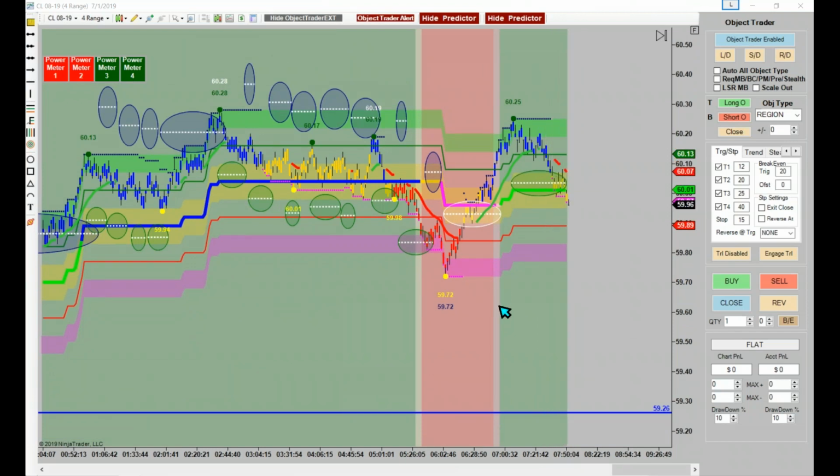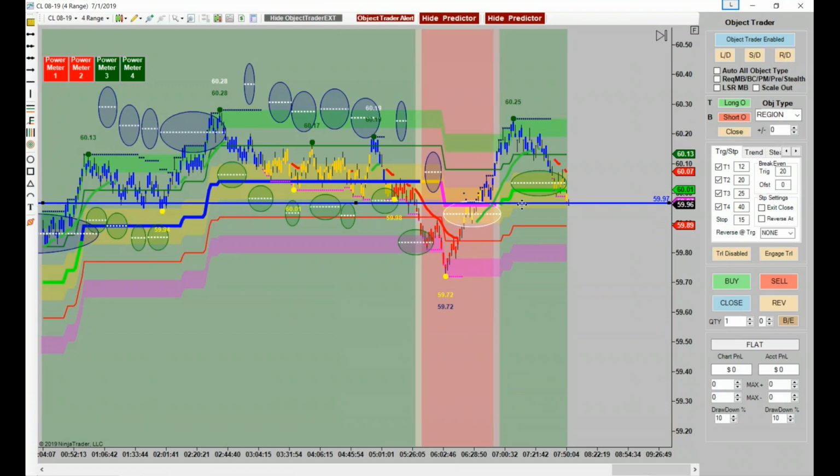See one setting up? You got a thrust, retrace, thrust, retrace, thrust. So right here, they haven't checked yet. I actually said that live in the room this morning. See, they hadn't checked that yet. And we actually took this trade with a bar close, went long.